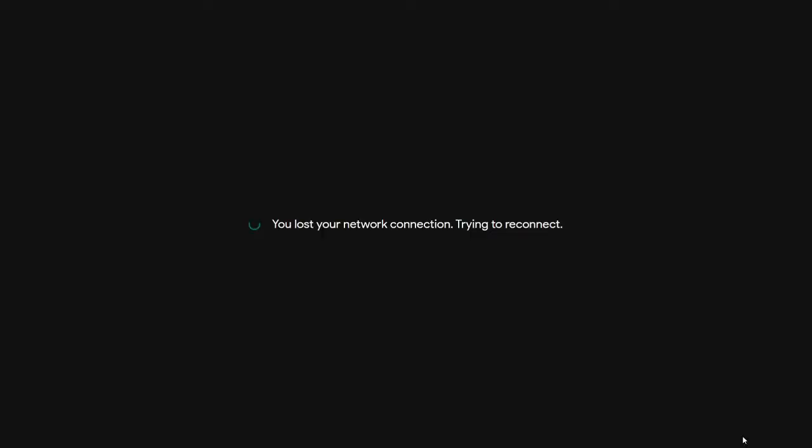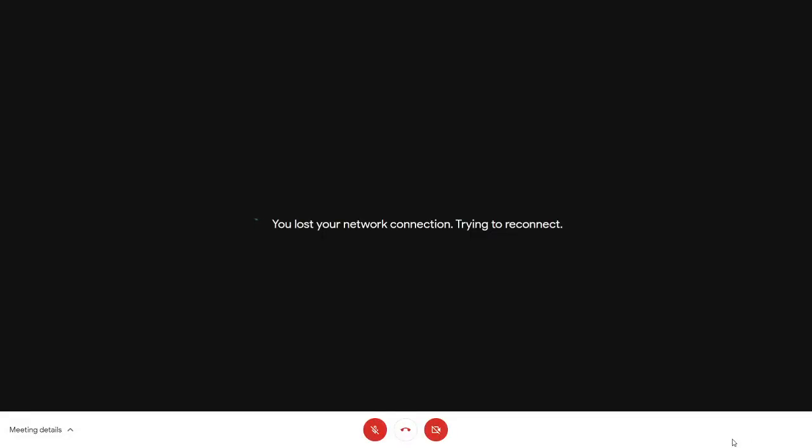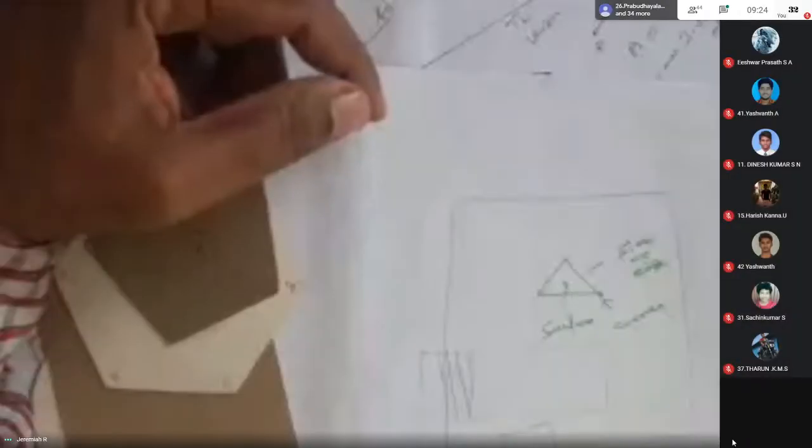Lamina or plane surface. Lamina or plane surface. You have to remember this. Okay. The types of plane surface or lamina.